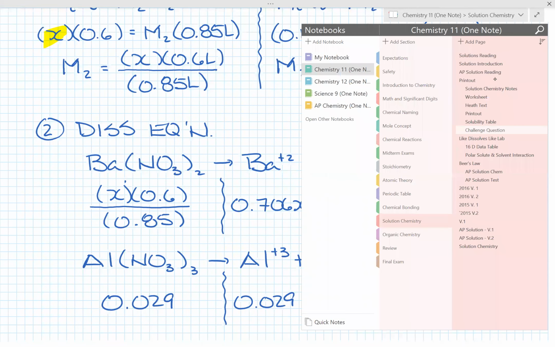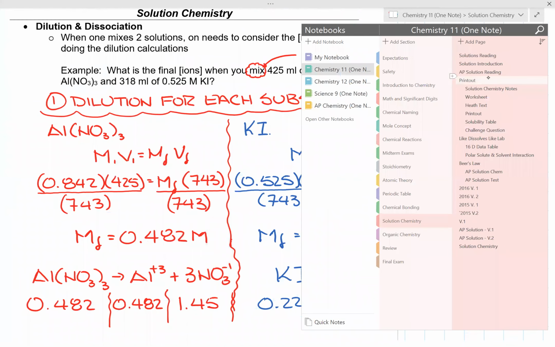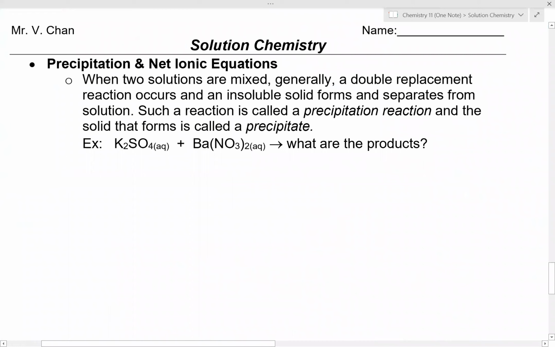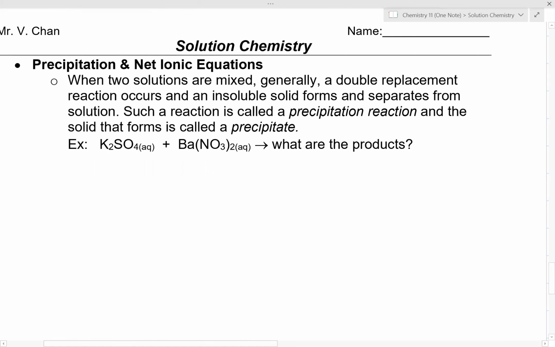Now, what I'd like to do today for the very last bit is talk about the last thing with solution chemistry, which is precipitation and net ionic equations. Recall, when two solutions are mixed, generally a double replacement reaction occurs and an insoluble solid forms and separates from the solution. Such a reaction is called a precipitation reaction, and the solid that forms is a precipitate.